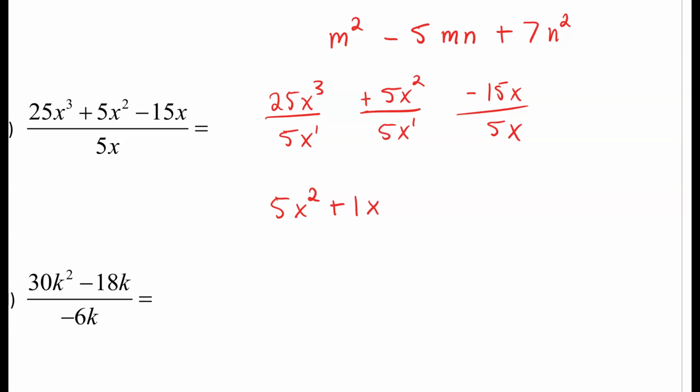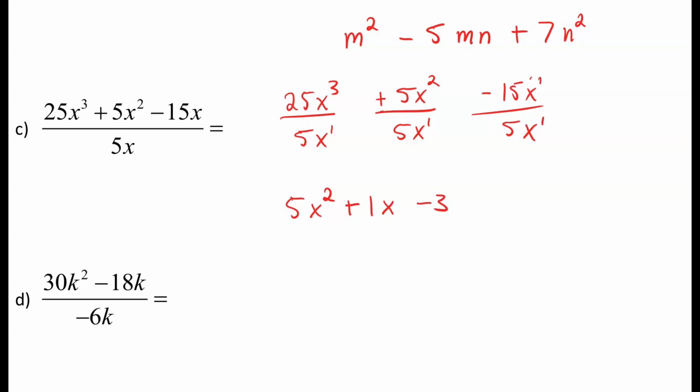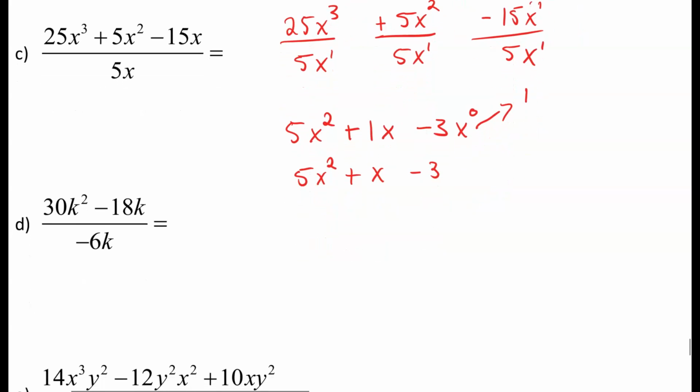Next, we have negative 15 divided by 5, which gets me negative 3. And we have x over x. Well, x to the 1 over x to the 1, 1 subtract 1 gets me x to the 0. Now remember, this is equal to 1. So what you have is 5x squared plus x subtract 3, and that would be your final answer.